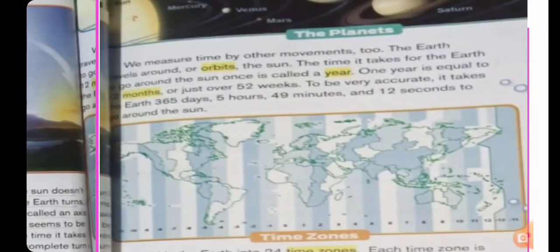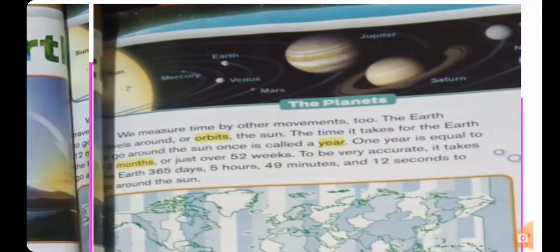Let's move to page number 71. We measure time by other movements too. The earth travels around or orbits the sun. The time it takes for the earth to go around the sun once is called a year. That means when the earth completes one complete circle on its orbit, we humans on earth say that we have completed 1 year. The earth has completed its 1 year.